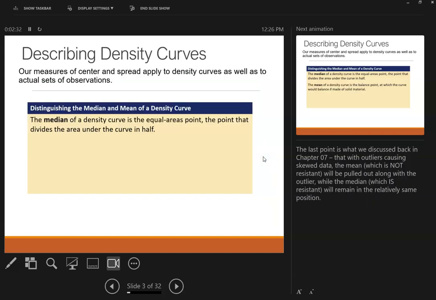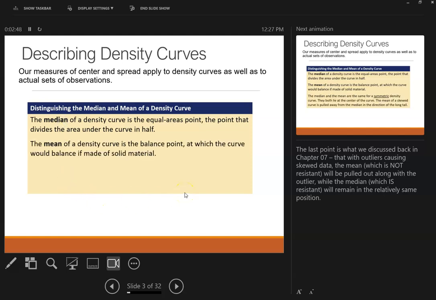So that's the idea. If I have a probability density curve, let's review the mean and median, where those locations would be. The median is going to divide the curve's area in half. And the mean would be the balance point. So if the curve was built out of something solid and you're trying to balance it on a point, the mean would be where that thing would balance.